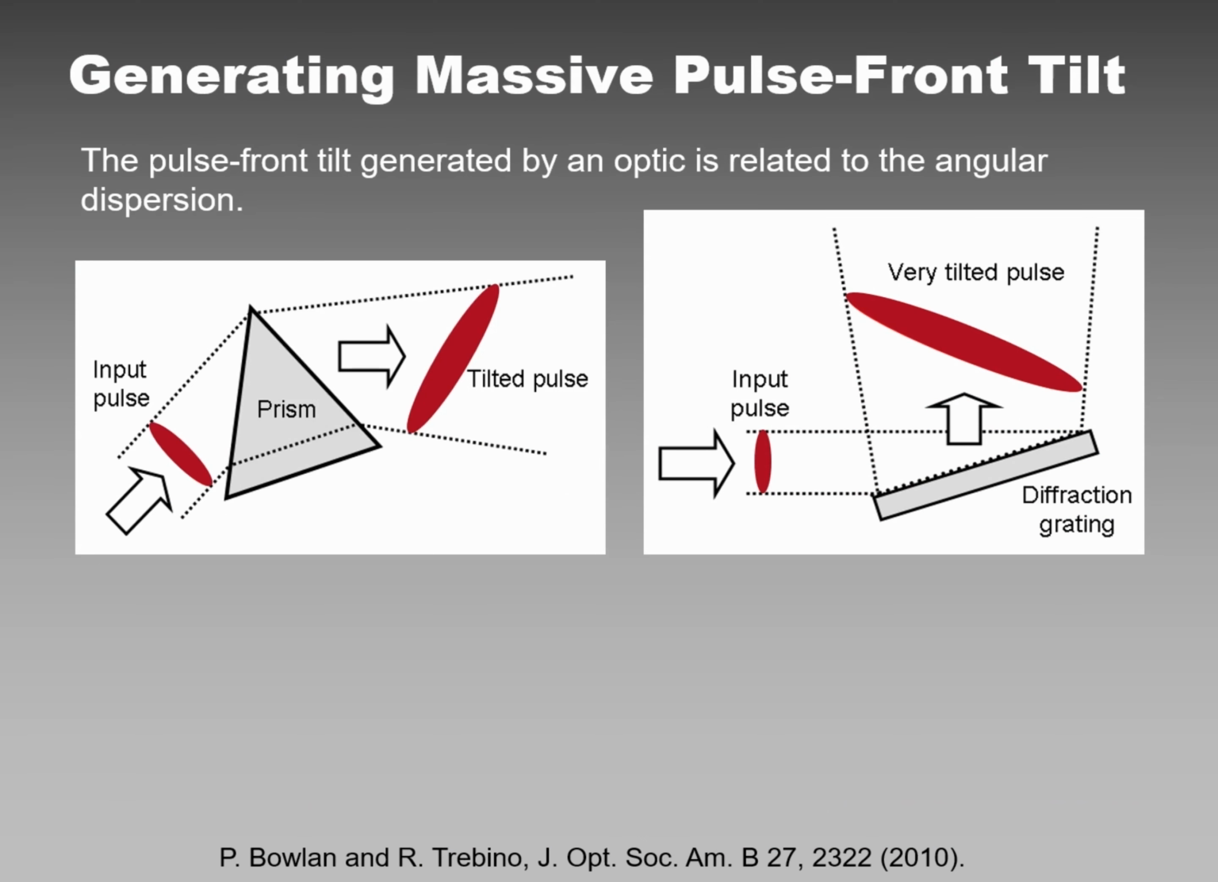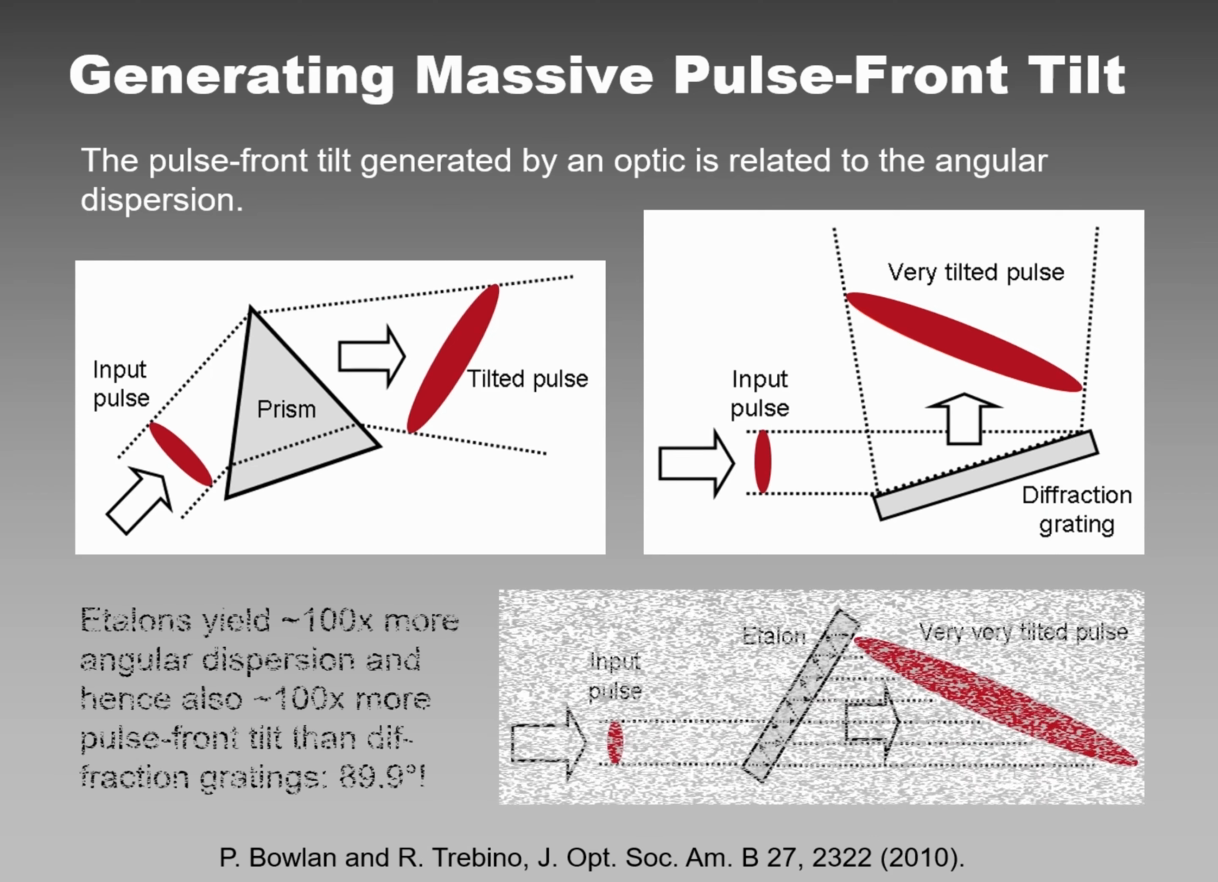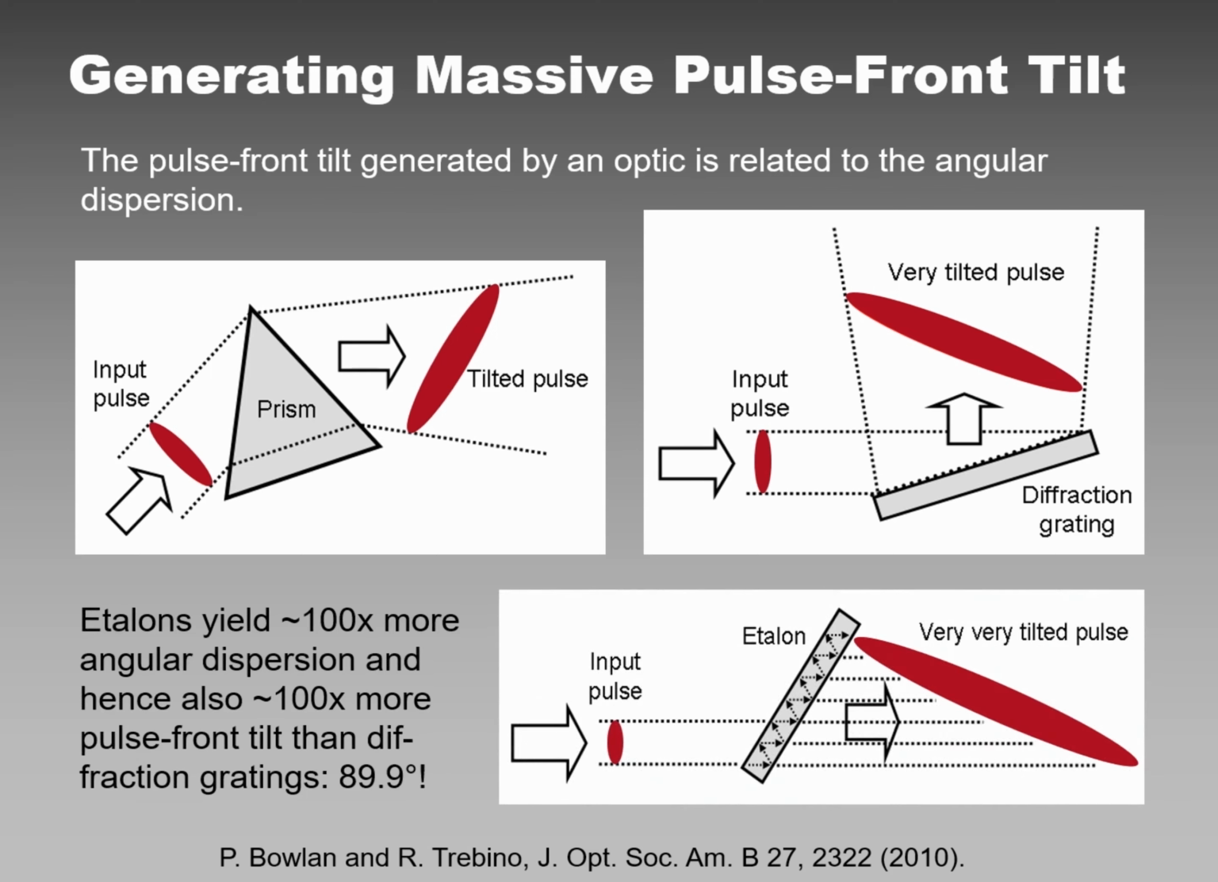Interestingly, it turns out that we can do this, and it's actually easy. The tilt introduced by an optic is proportional to the angular dispersion introduced by that optic. So prisms introduce some tilt, gratings introduce more, but an etalon introduces even more still. Indeed, 89.9 degrees is actually quite easy.